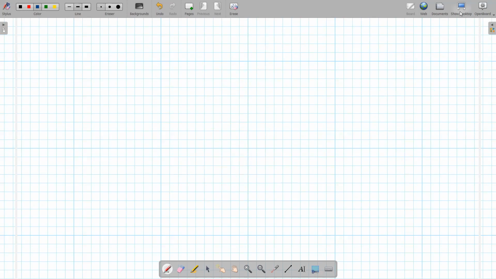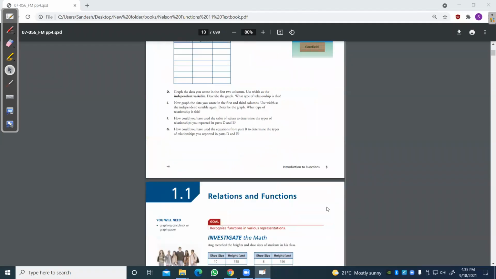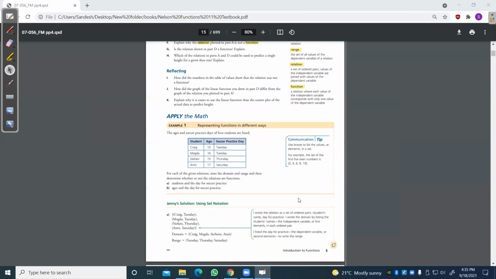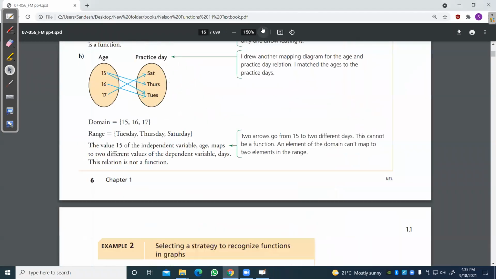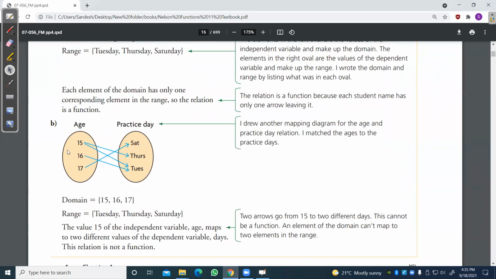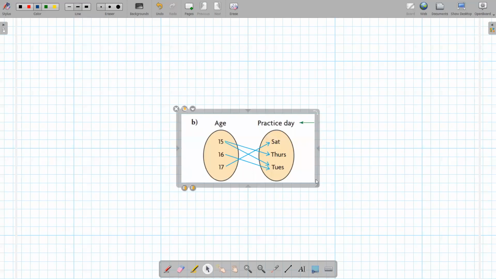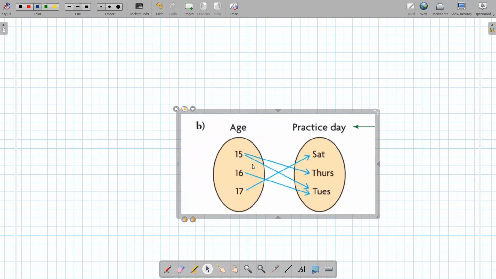Okay, let's do some questions from the book. We're just going to jump right into these. Here, is this a function? No, right? Because the 15 is repeating. You have 15 with Thursday, 15 with Tuesday. So this is not a function.